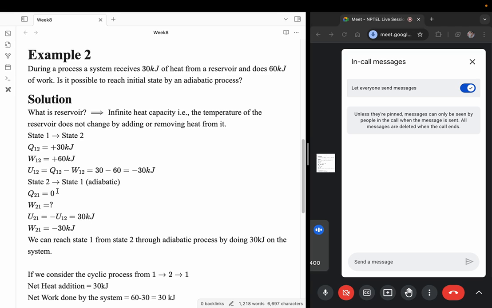And you know that it is an adiabatic process, so Q is 0, which means W is minus 30, which means in order to complete this cycle, you need to supply 30 kilojoules of work in the reverse adiabatic process. Only then you will be able to reach the original state.